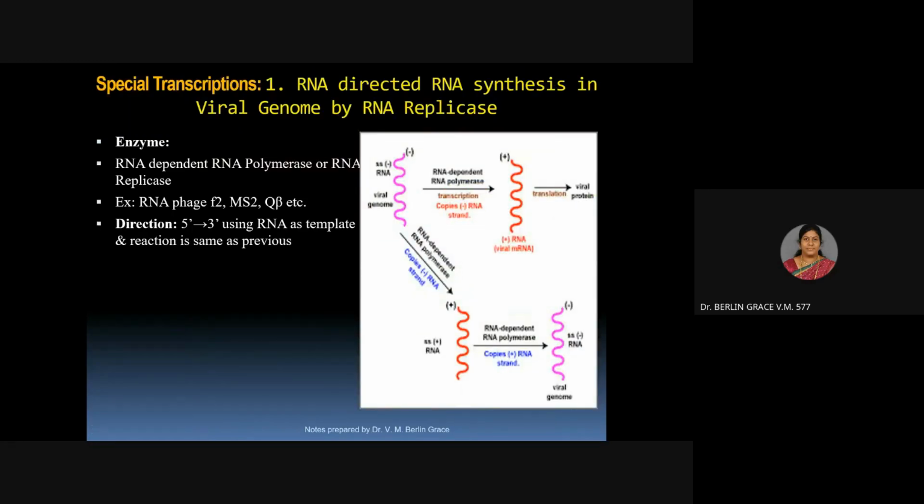Special transcription happens: RNA-directed RNA synthesis, which is done by RNA replicase. The virus which has RNA as genetic material can directly go for the translation process and protein synthesis. For multiplication, the single stranded RNA will be converted into another single stranded RNA with the help of RNA-dependent RNA polymerase.